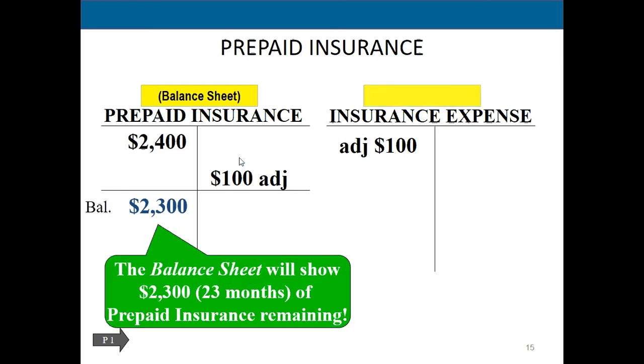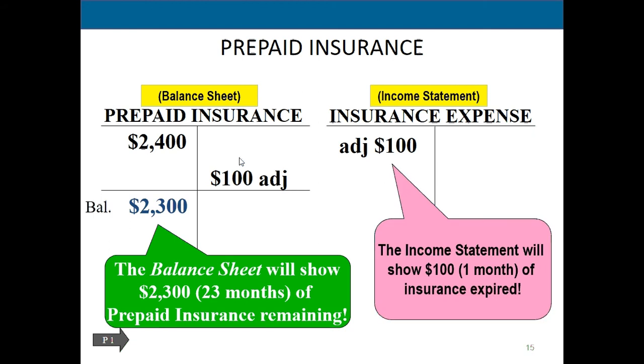All right, so again, that prepaid insurance account, that's a balance sheet account because it's an asset. Got $2,300 because 23 months remaining. And then, of course, insurance expense is on the income statement. And it's an expense. It's an operating expense. That's why it goes on the income statement.